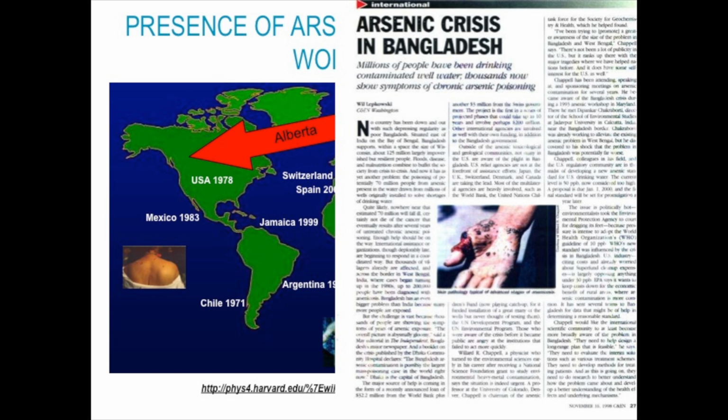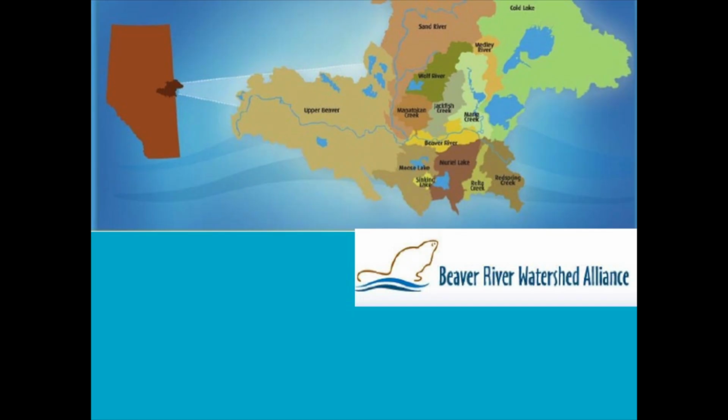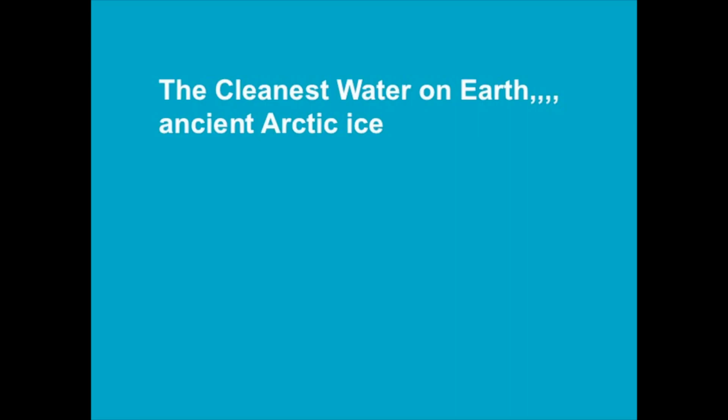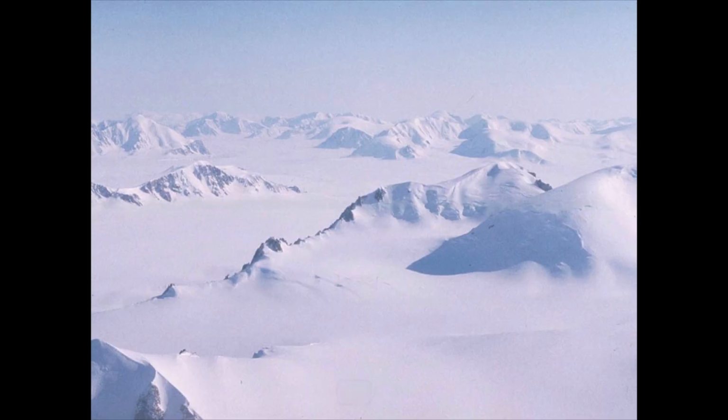And there's arsenic issues in groundwater in Alberta, if you're familiar with the Beaver River, for example. Okay, the cleanest water on Earth. The cleanest water on Earth is generally considered to be ancient Arctic ice. So here we are, the Great White North.